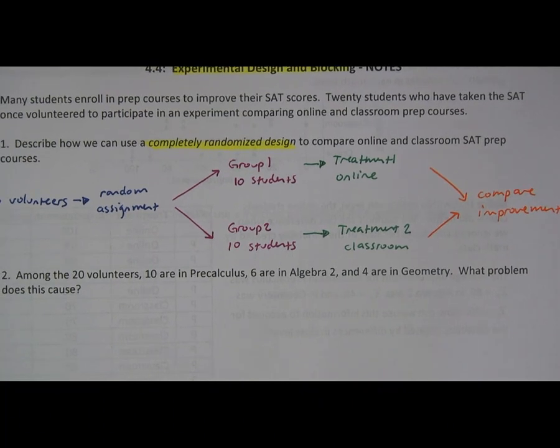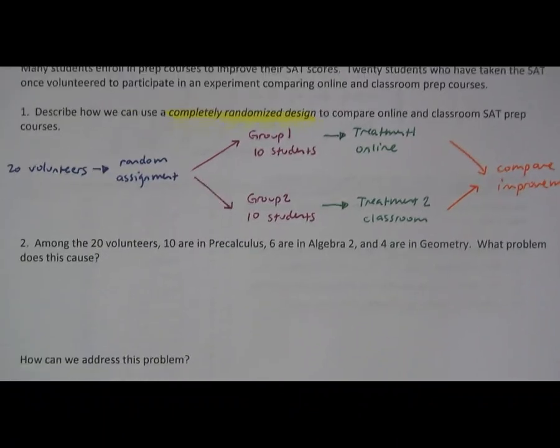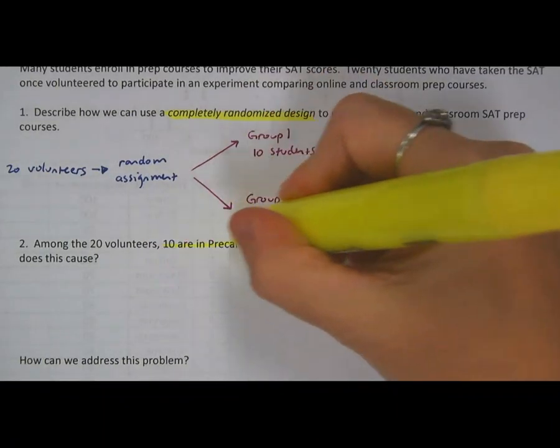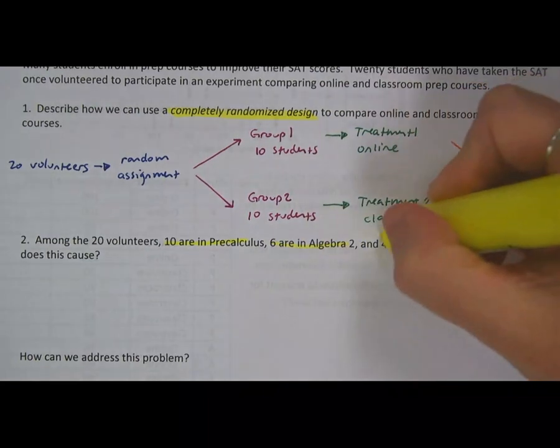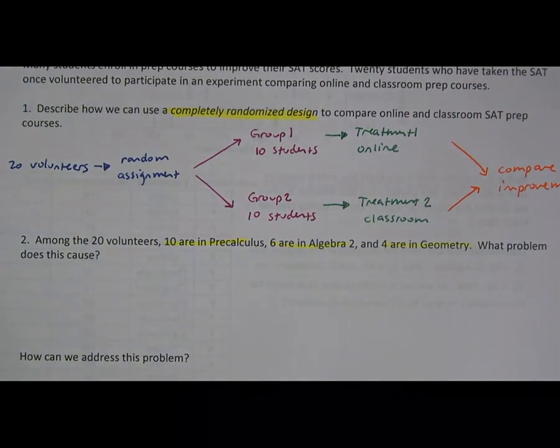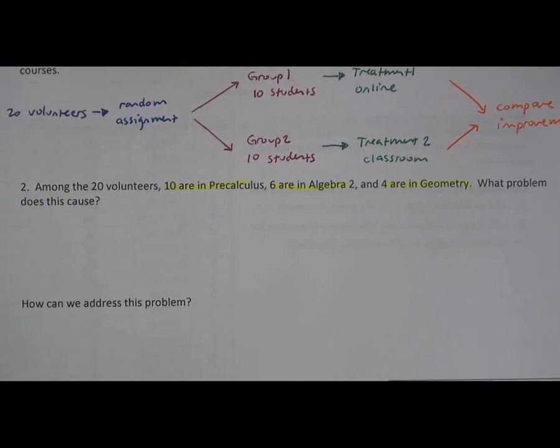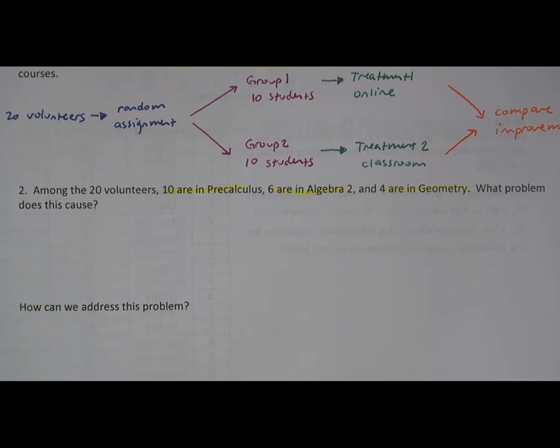Now, this gets interesting because among the 20 volunteers, 10 of them are in pre-cal, 6 of them are in algebra 2, and 4 of them are in geometry. What kind of an influence, what kind of problem do you think that could cause in this experiment when I'm trying to compare results at the end? If we have 3 different math levels of students, and I'm trying to see how much they improve after they do a prep course.